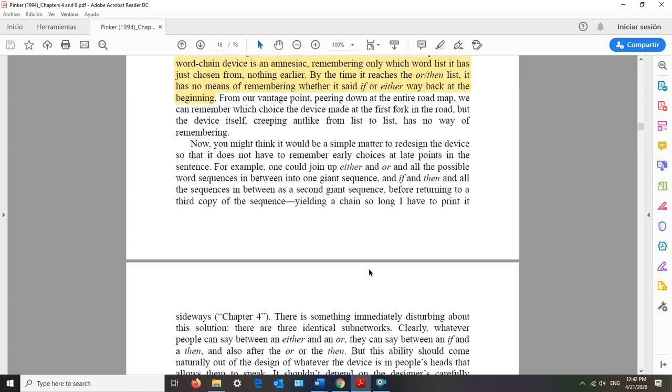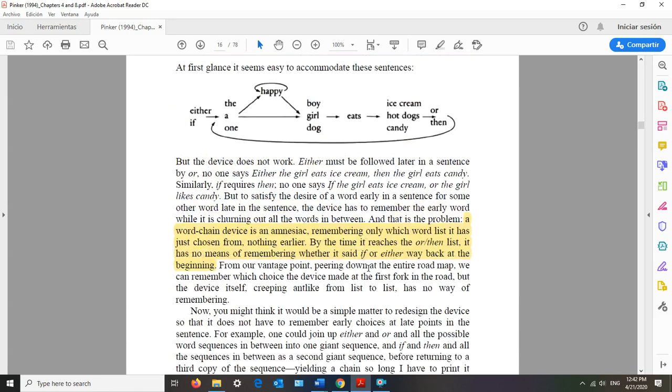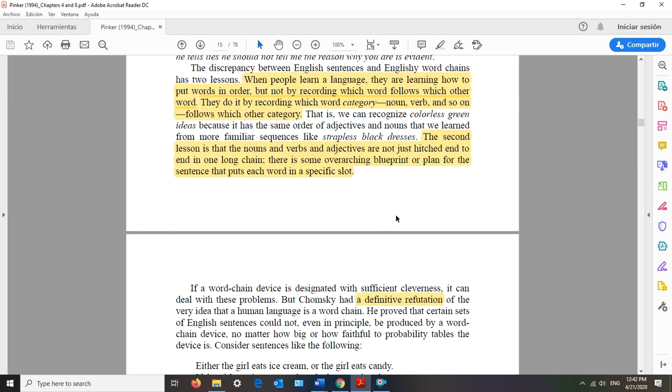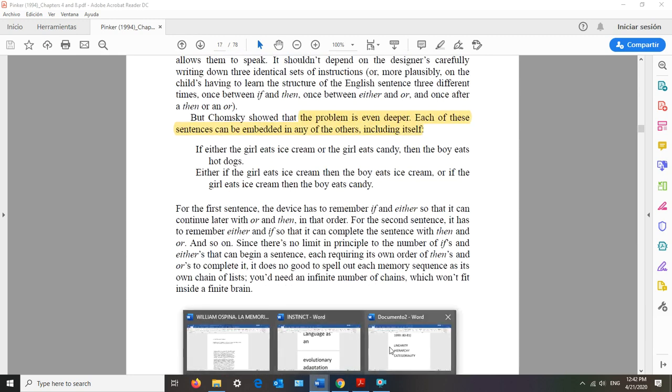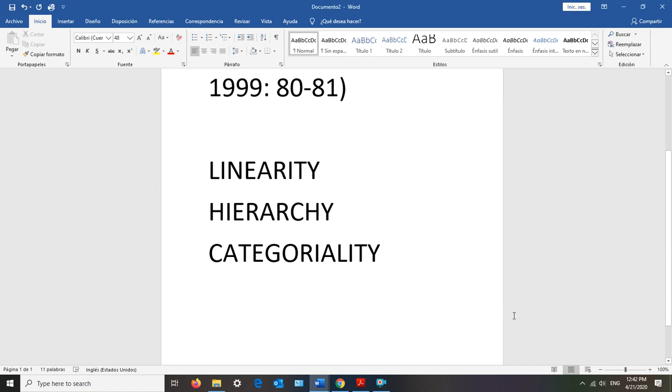What we were saying, reading off from Pinker, is that when people learn a language, they're learning how to put words in order, but not by recording which word follows which other word. They do it by recording which word category, noun, verb, and so on, follows which other category. So this is in line with the rule of categoriality, that some words and groups of words behave grammatically in very similar ways and in ways that are different from other words or groups of words, right?